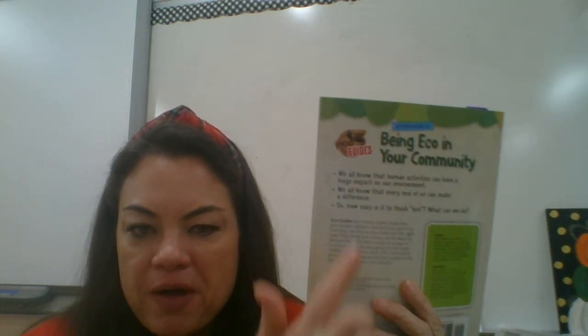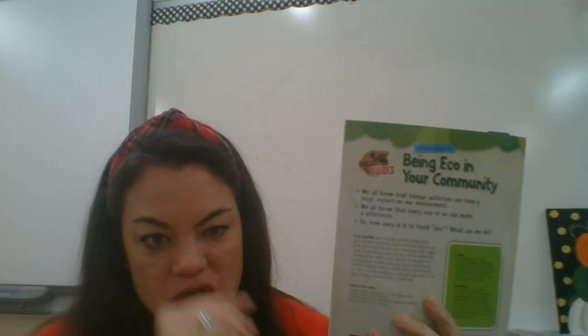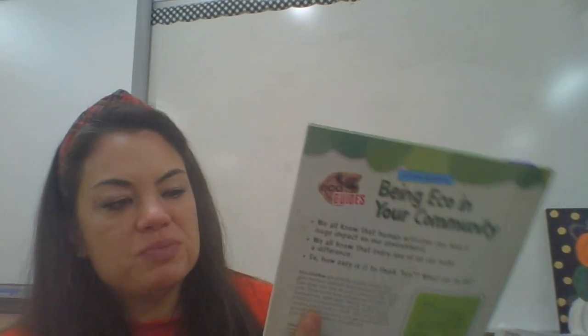You had the chance to take a look at the back cover of the book that we're going to look at today, Being Eco in Your Community. And we saw the little blurb on the back with the 3 bullet points, and you got a chance to do some thinking about what you thought this book might be about. And now we're going to take a look inside.